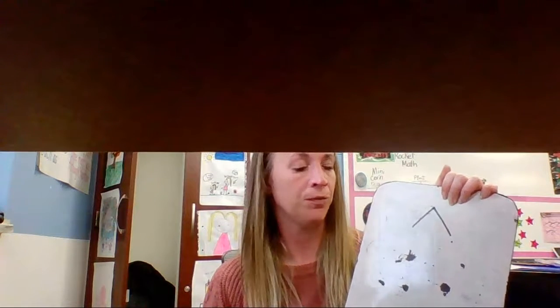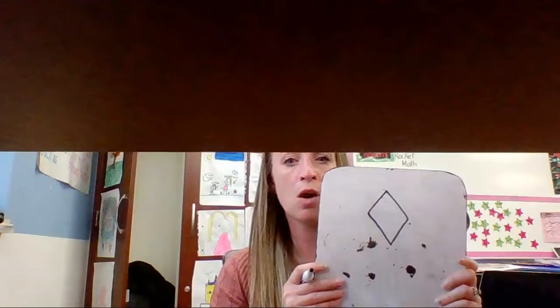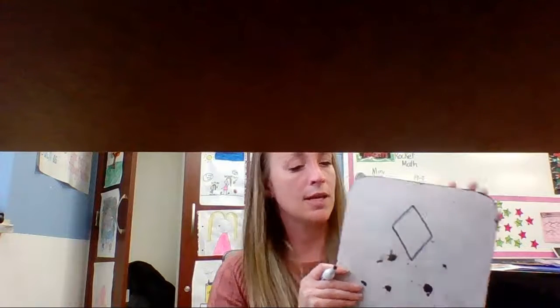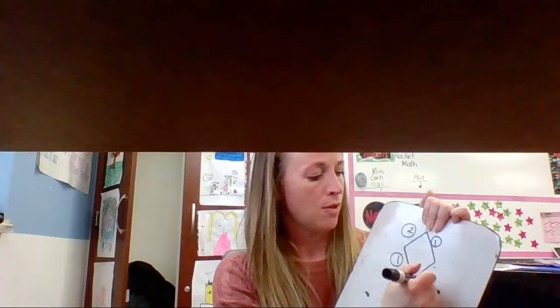First, I start with a top that looks like a triangle. Then I draw a bottom that also looks like a triangle. That's how you draw a rhombus. Notice that these two lines are parallel and these two lines are parallel. They will never ever touch.